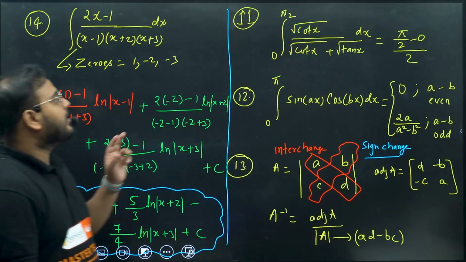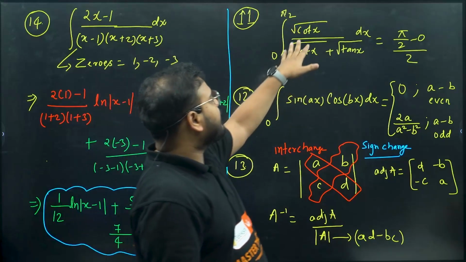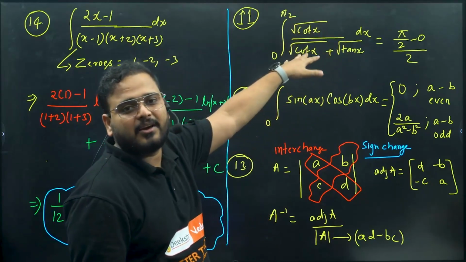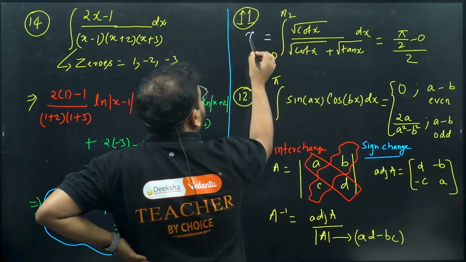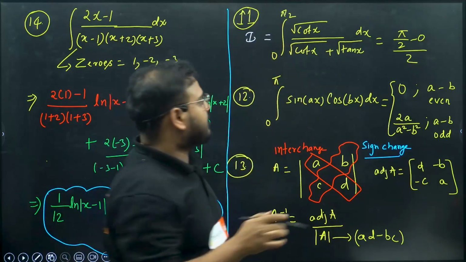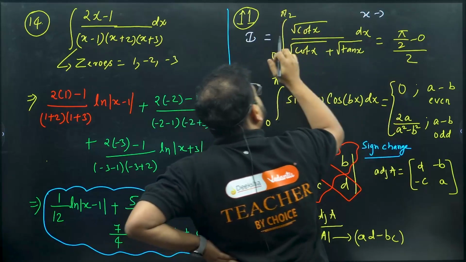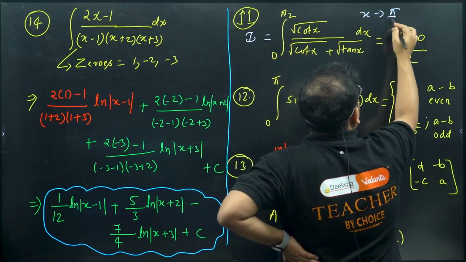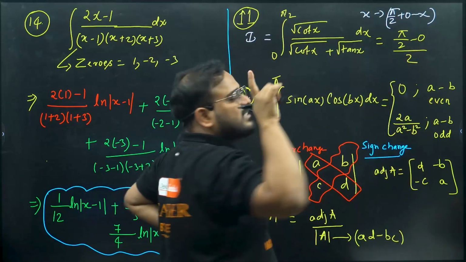Next, what we have, sir? Trick number 11, 12, 13, and 14. Let's see over here. 11th: if you have an integration like this, sin x by something, or a function given in such a way that you write this as simply the function, the integration I, and use the limit. Replace x by the sum of the limit, pi by 2 plus 0, minus x. So basically, I'm asking you to do the sum of the limit minus x.